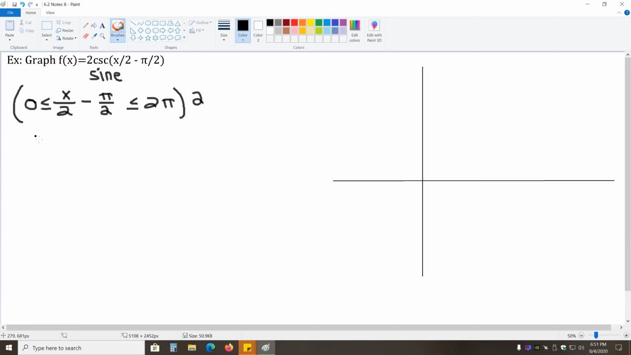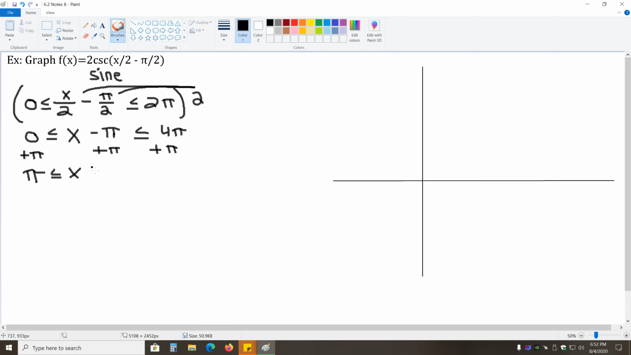So 0 times 2 is 0. That's less than or equal to x divided by 2 minus pi divided by 2. If we distribute this 2 to each of them, we'd end up with x minus pi. The division by 2 would cancel in both cases, and then that's less than or equal to 2 pi times 2, which is 4 pi. And finally, to get x alone, we add pi to all three of these values, which gives us pi is less than or equal to x, which is less than or equal to 5 pi.